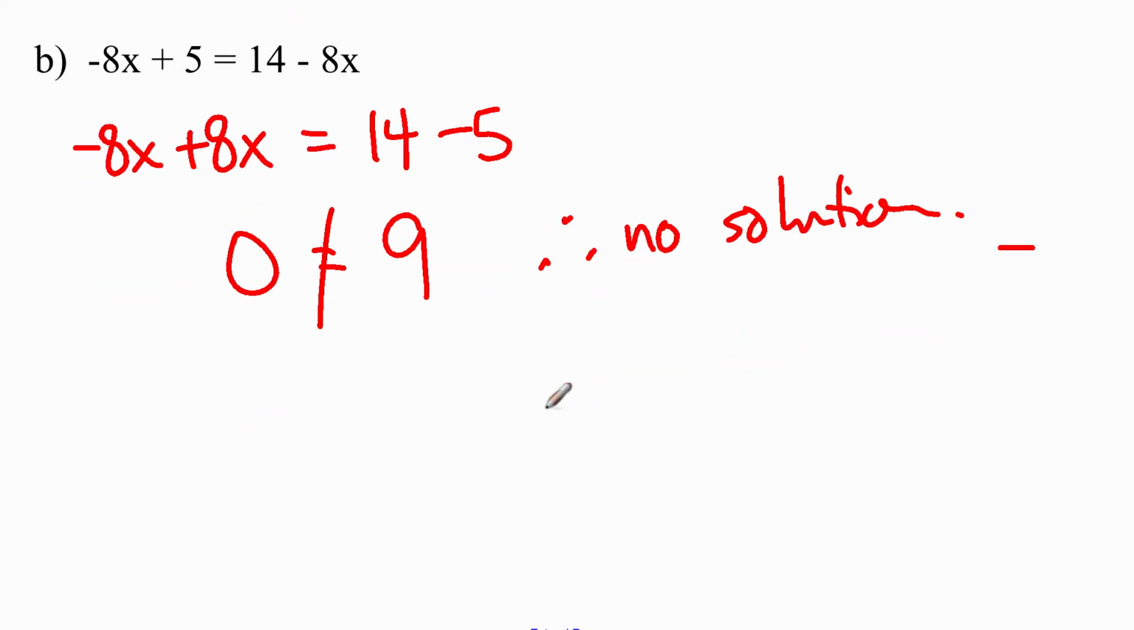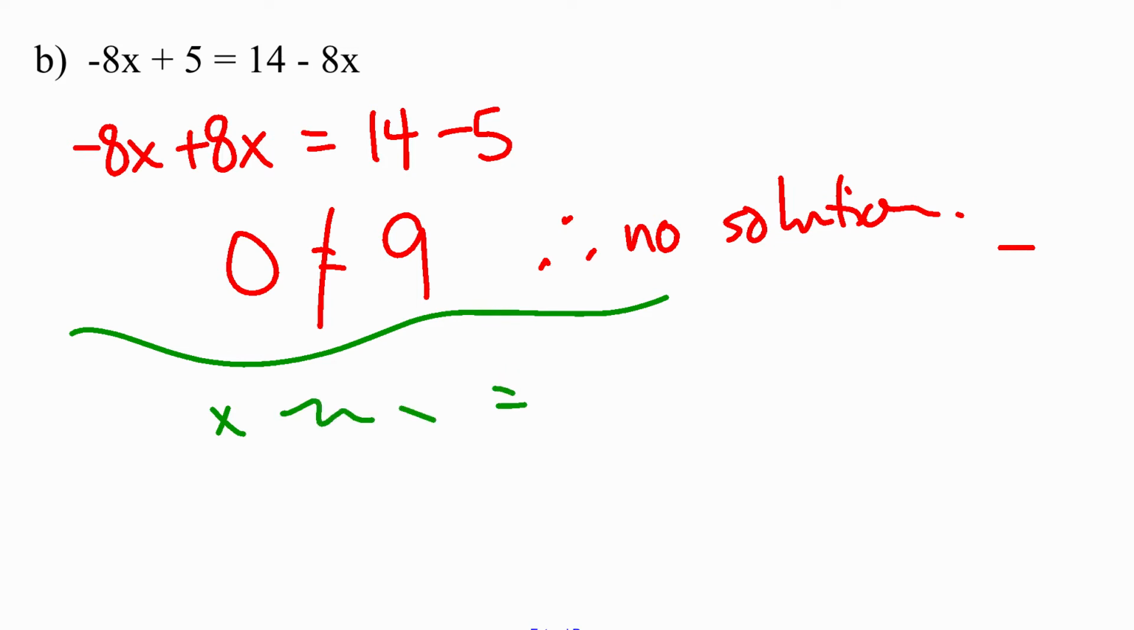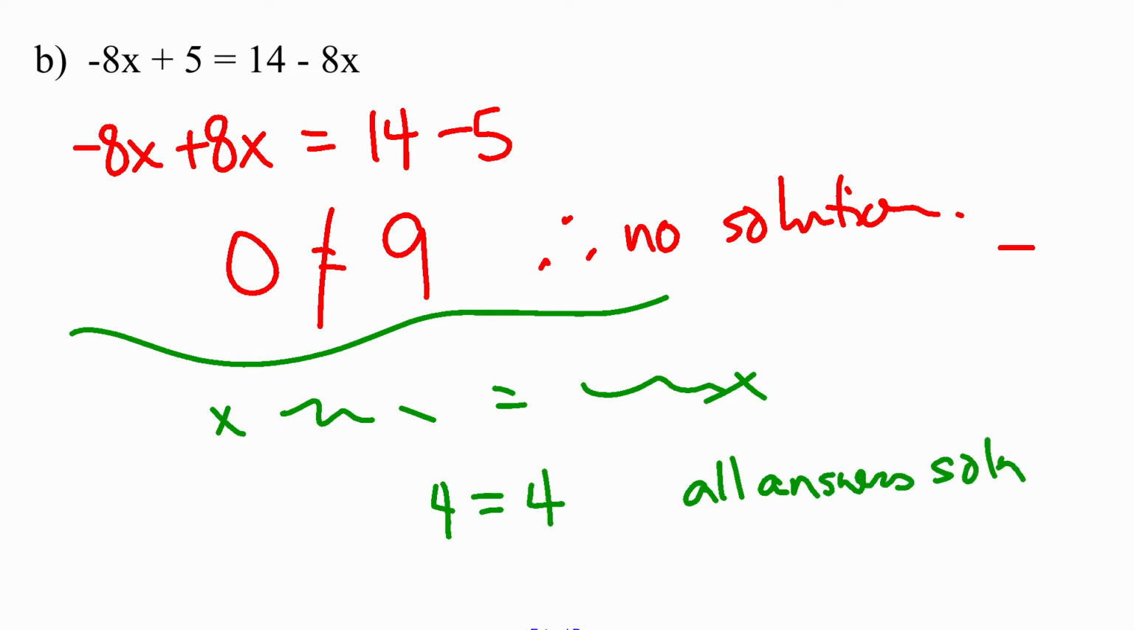If I came out at the end of something, I'll just do it in a different color, if I came out at the end of something, and so I had x's and numbers and an equal sign in there, and I came out to what happens to be a true statement, like 4 is equal to 4, if all my x's go away and I'm left with 4 is equal to 4, then the answer to whatever the question was originally would have been all answers are a solution. All answers are a solution. So you could plug anything in for x and you'd come up with a true statement.